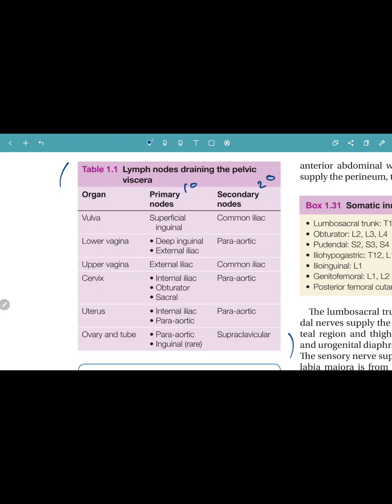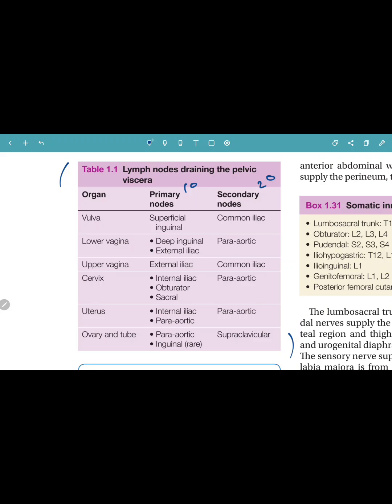will be draining into the deep inguinal nodes primarily and external iliac nodes primarily and then para-aortic nodes secondarily. Your upper vagina will be draining into your external iliac nodes primarily and then common iliac nodes secondarily. And then cervix will be draining into your internal iliac nodes primarily, obturator nodes primarily, and sacral nodes. Internal iliac, obturator, and sacral nodes primarily, and para-aortic nodes secondarily.